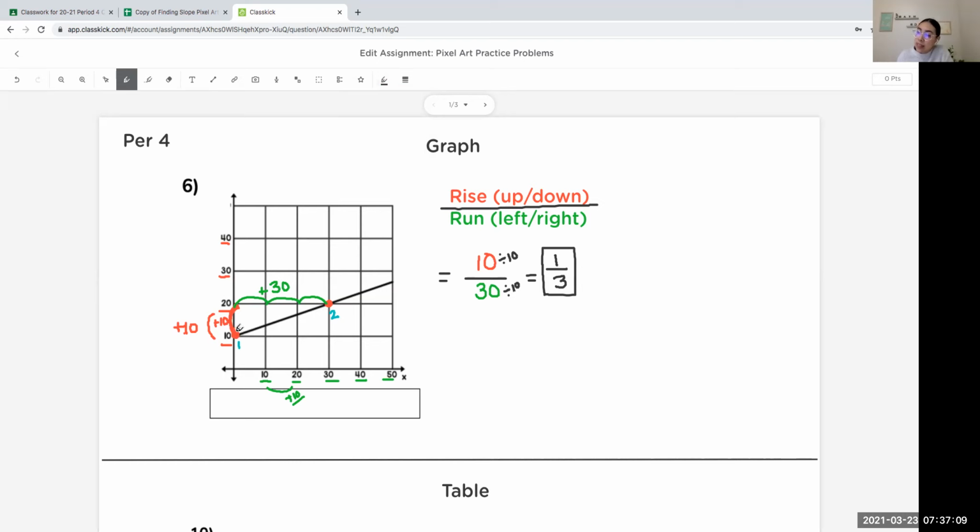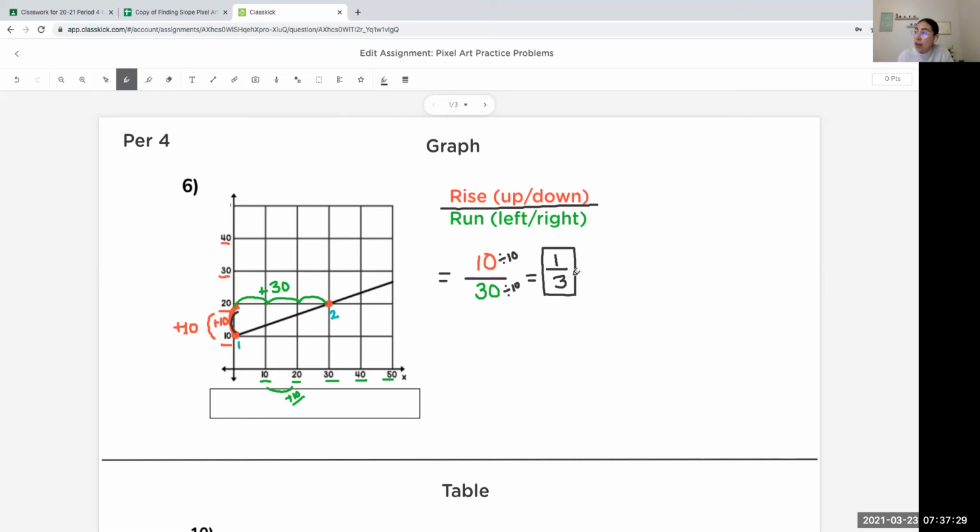And technically you could have seen that we went up once and then 1, 2, 3, 1/3. It works out that way mainly because these are just skip counting by tenths. But if we had a scale of 2s or 5s, it won't work out that way.